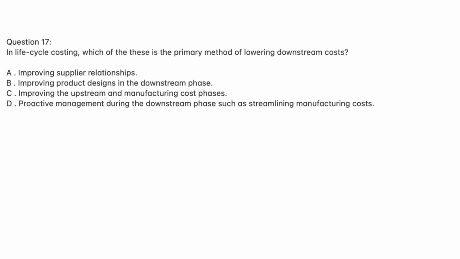Question 17. In lifecycle costing, which of these is the primary method of lowering downstream costs? A. Improving supplier relationships. B. Improving product designs in the downstream phase. C. Improving the upstream and manufacturing cost phases. D. Proactive management during the downstream phase such as streamlining manufacturing costs.